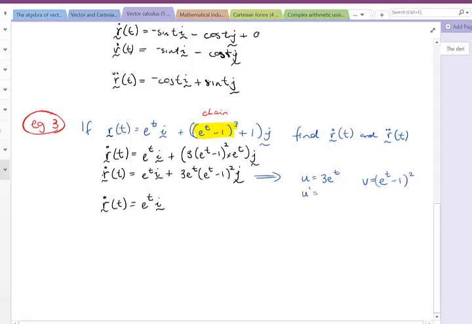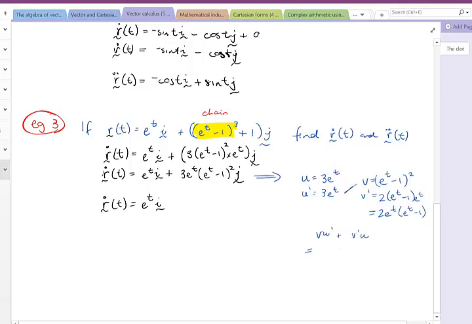Derivative of u is going to be 3e to the power of t, and derivative of v is going to be a chain rule in itself, so it's going to be 2e to the power of t take 1 multiplied by the derivative of the bracket, which is e to the power of t. So we end up with 2e to the power of t multiplied by e to the power of t take 1. So it's a product rule where we're looking at the derivative being vu dash plus v dash u.